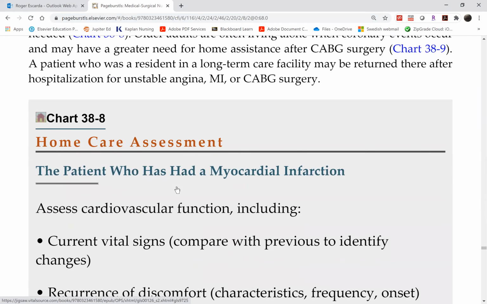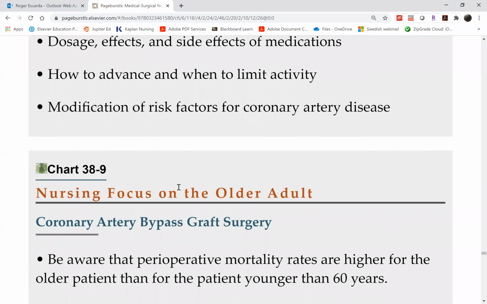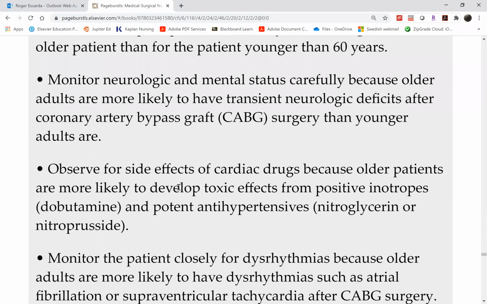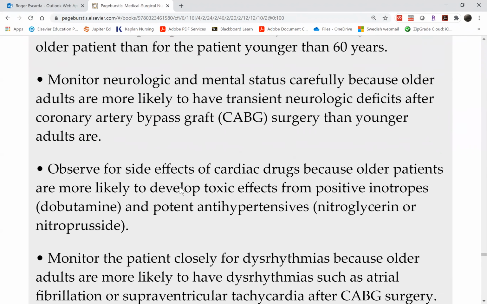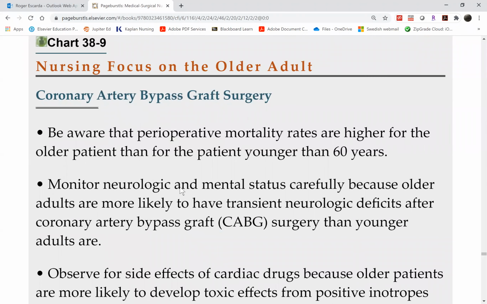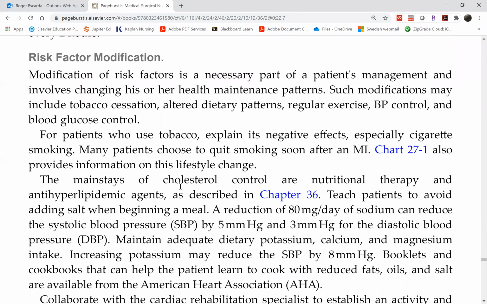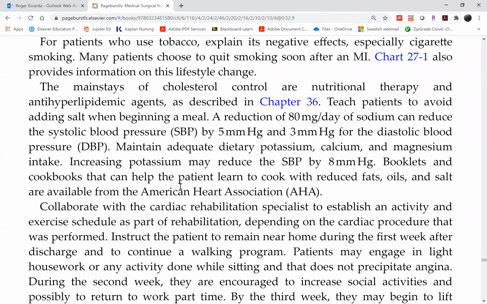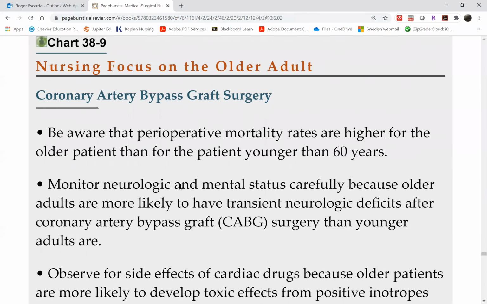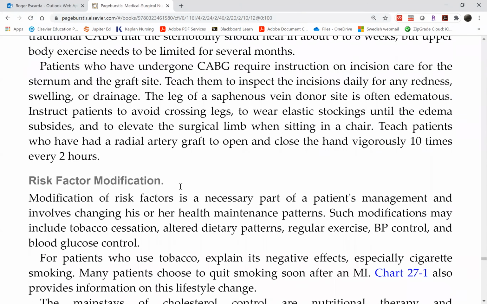Okay, we're on the discharge now. This chart is redundant. My last question is on, let's see. Is it this one or, let me just, was it 38-10 or 38? No, not 38.9, it's 38-10. Okay.